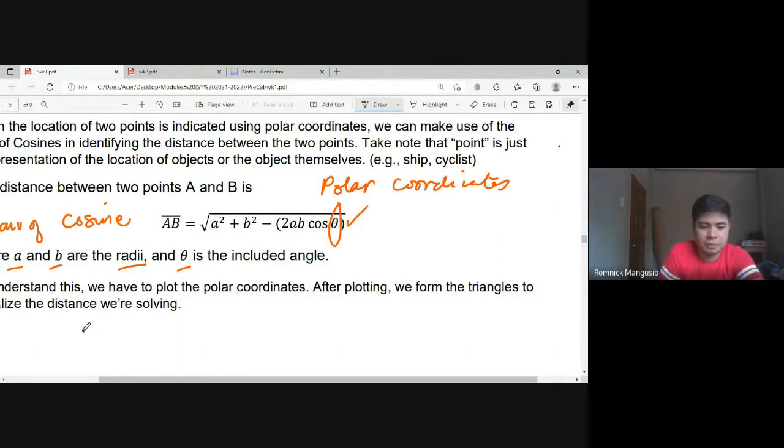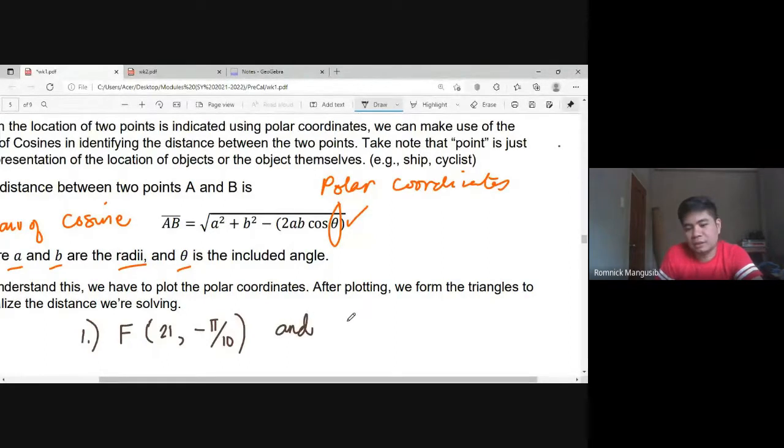So the problem number 1, how far is point F with coordinates 21 and this, let's say for example, this is negative pi over 10 and point, let's say point P with coordinates 5 and let's say ang kanyang distansya angle is 3 pi over 4. So gaano kalayo ang dalawang points na ito?